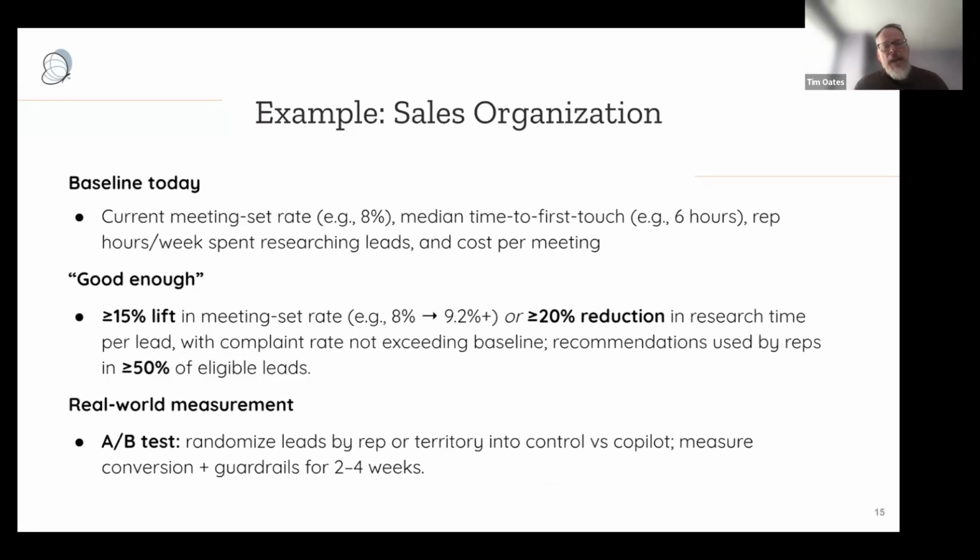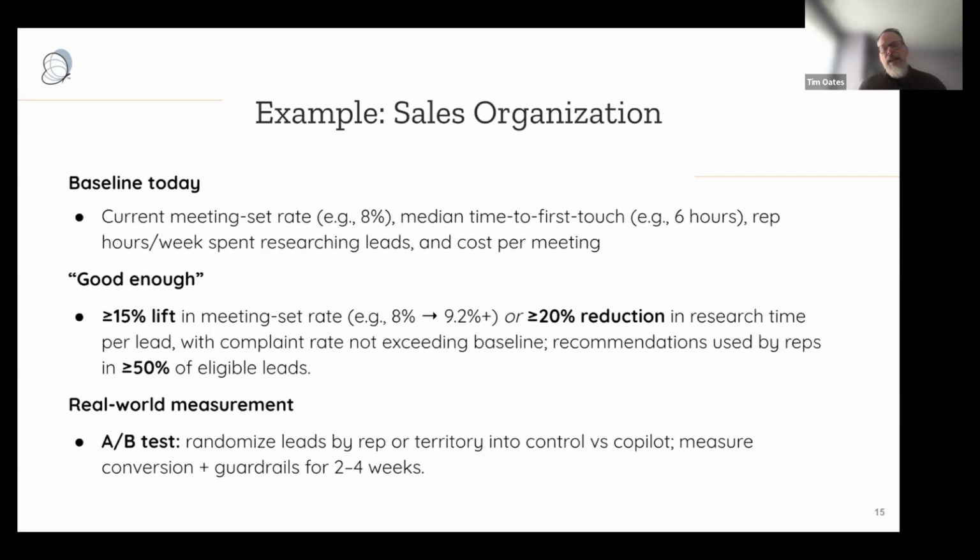Then the baseline might be that 8 out of 100 of these leads that come in get converted into meetings. It takes about 6 hours to reach out to them. And it would be good enough if we got a 15% lift, going from an 8% rate to a 9.2% rate, or maybe a 20% reduction in the amount of time it took us to reach out. That would be good. And what we'll do is A/B testing.